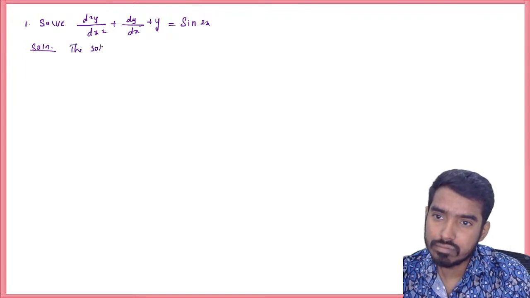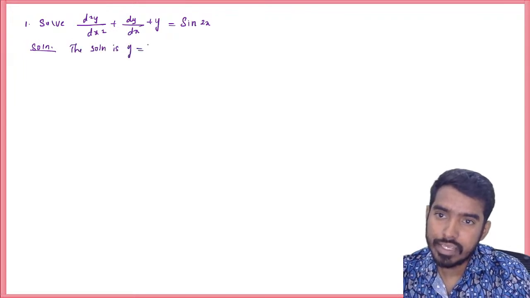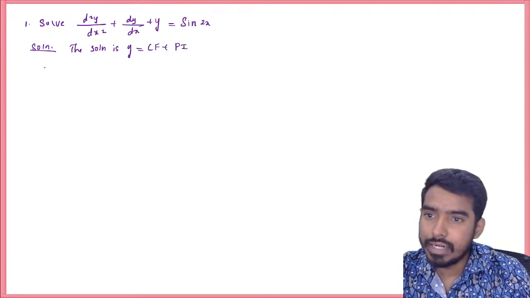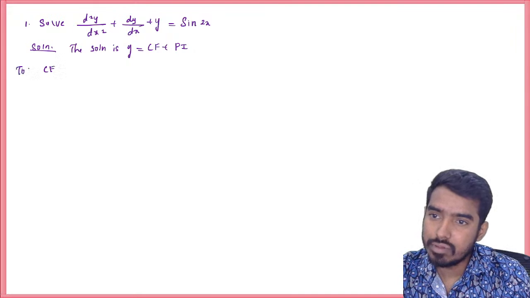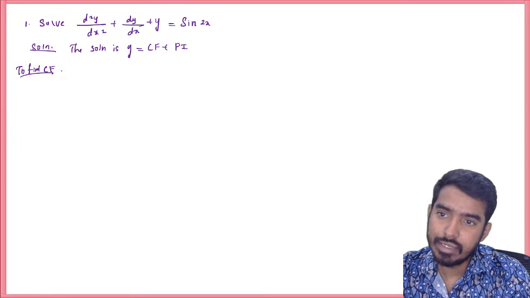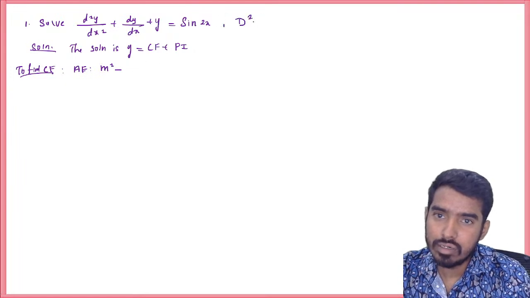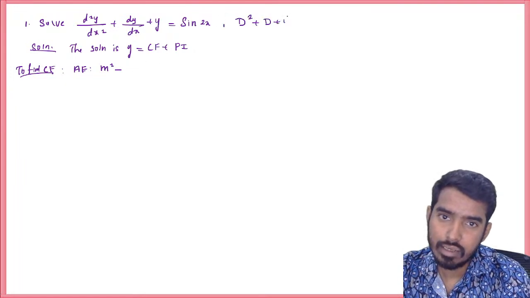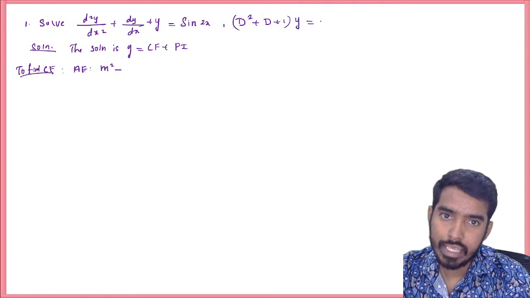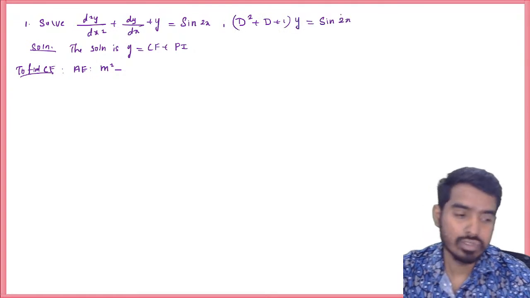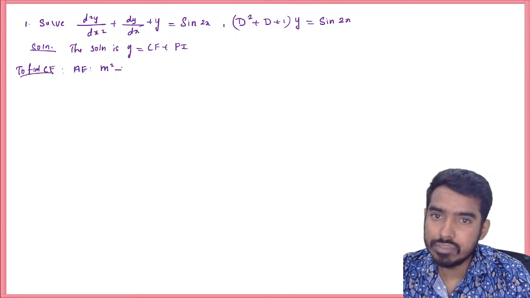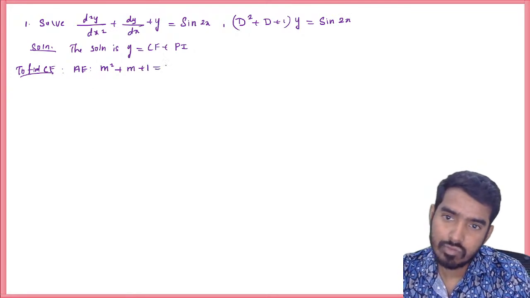Solution is given by y is equal to CF plus PI. Now what is CF? Find CF. To find CF, same procedure. Find the auxiliary equation, which is m square. This is same as D square plus D plus 1 of y equal to sin 2x. Both are same. It will be m square plus m plus 1 is equal to 0.